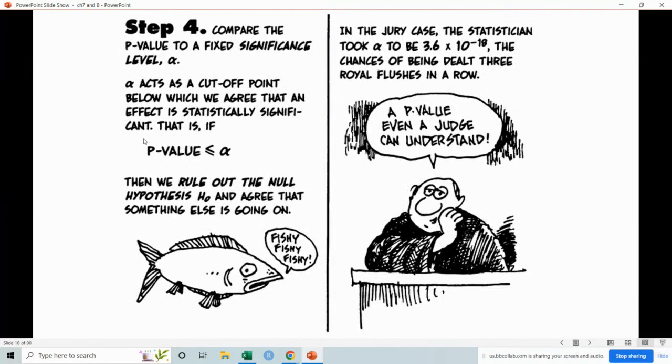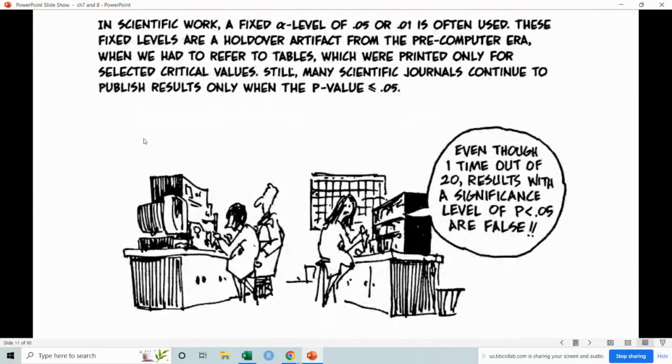So, step 4, compare the p-value to a fixed significance level alpha. We talked about that last week. Alpha acts as a cutoff point below which we agree that an effect is statistically significant. That is, if the p-value is less than or equal to alpha, we rule out the null hypothesis and agree that something else is going on. In the jury case, the statistician took alpha to be 3.6 times 10 to the negative 18. The chances of being dealt 3 royal flushes in a row, a p-value even a judge can understand.